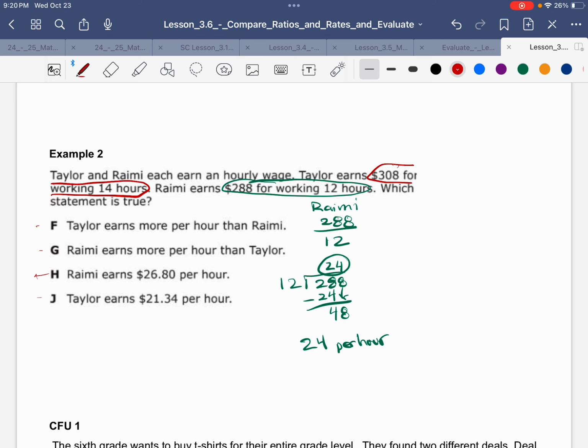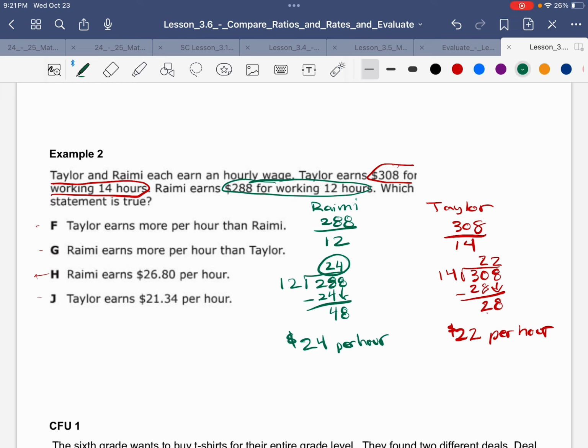Now let's see about Taylor. Taylor is 308 for 14 hours. And now we do our division. I can't do anything with 3, but I can make 2 groups here, which is 28. This is 2 left over. 8. Another 2 groups is 28. So 22 per hour. $22. And Romney is dollars as well. Don't forget your units.